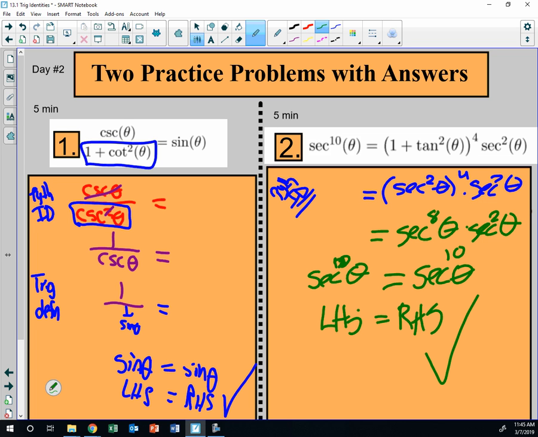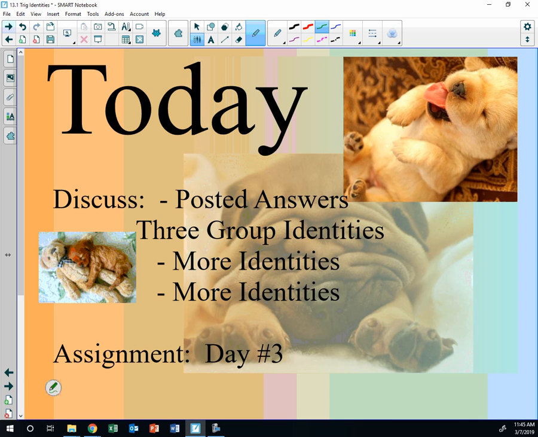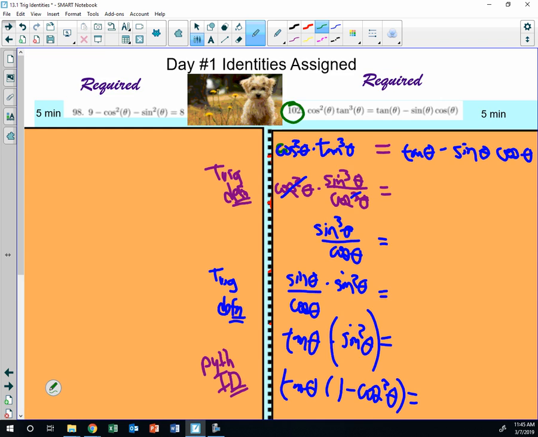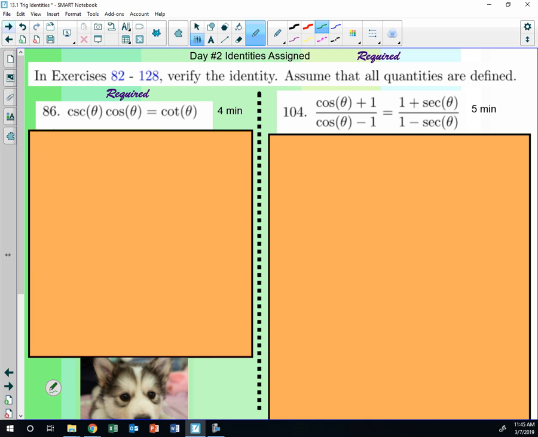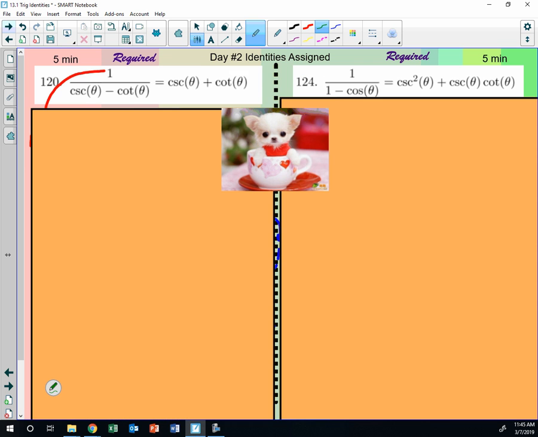Is that good? You doing all right with those? And so that's proving with identities, knowing your trig definitions and your Pythagorean identities. Now we're going to go to day 2. And with day 2, you're going to have 4 problems, 86, 104, 120, and 124.